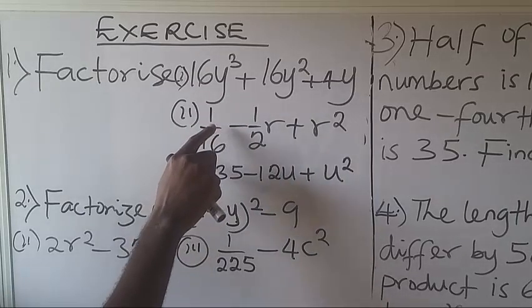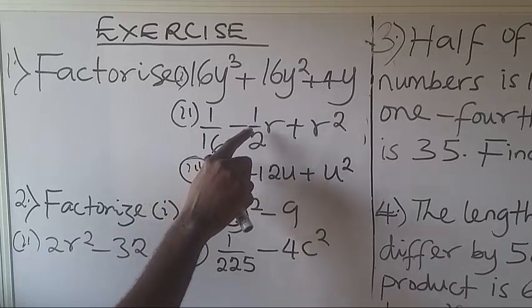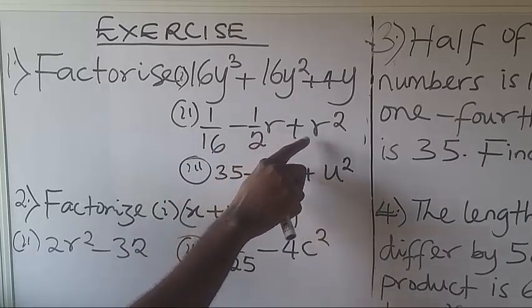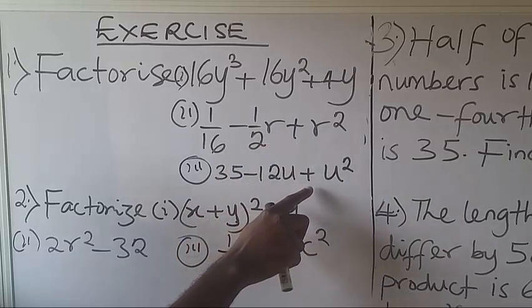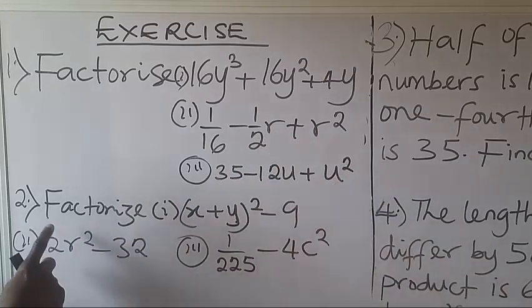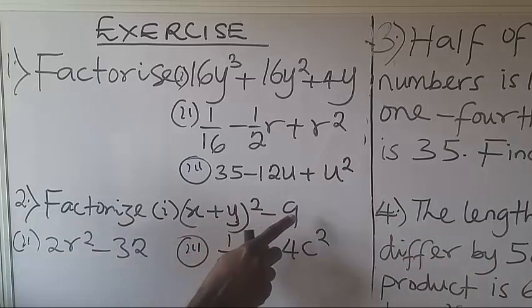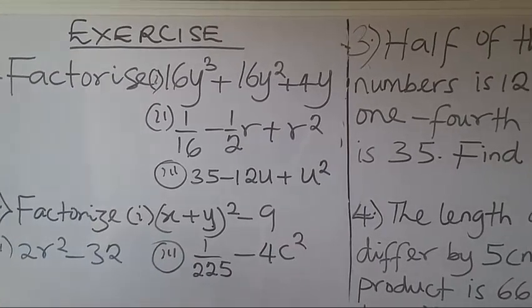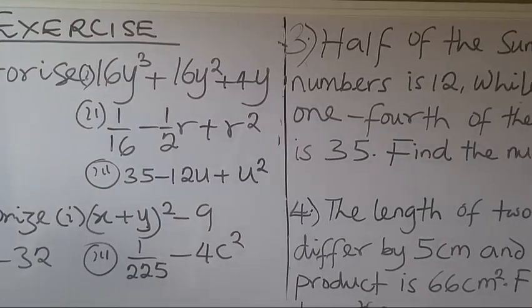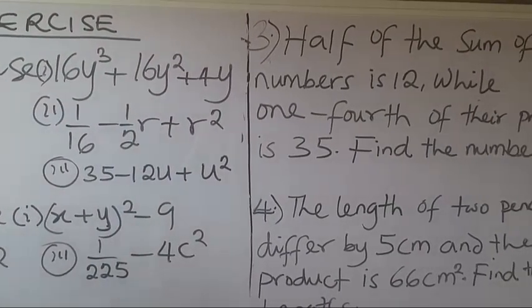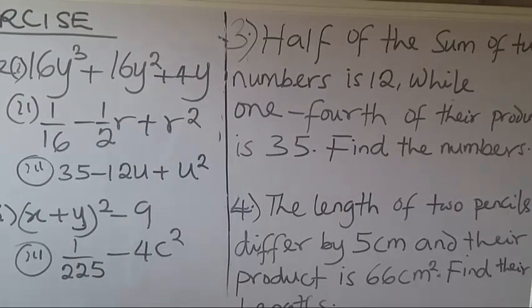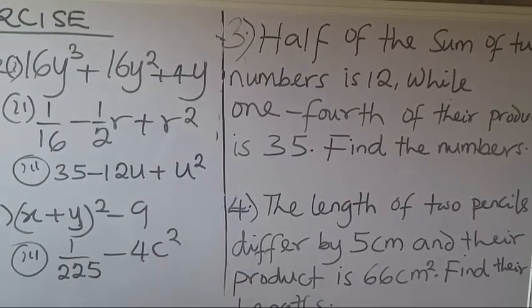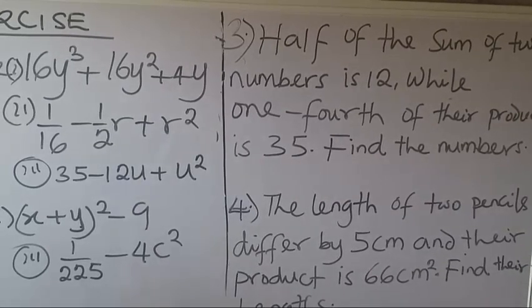Just factorize. The second one, 1 over 16 minus 1 over 2r plus r squared; 35 minus 12u plus u squared. Then number 2, factorize: (x plus y) squared minus 9; 2r squared minus 32; 1 divided by 25 minus 4u squared. And this is a word problem. Number 3, half of the sum of two numbers is 12, while 1/4 of their product is 35. Find the numbers. Number 4, the lengths of two pencils differ by 5 cm and their product is 66 cm squared. Find their lengths.